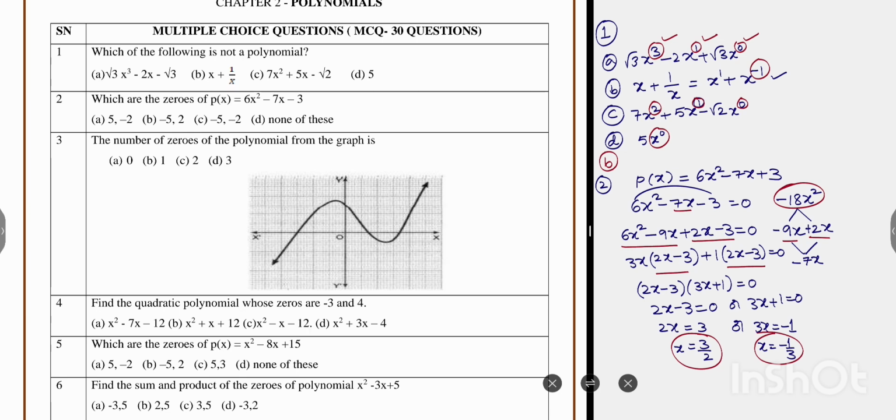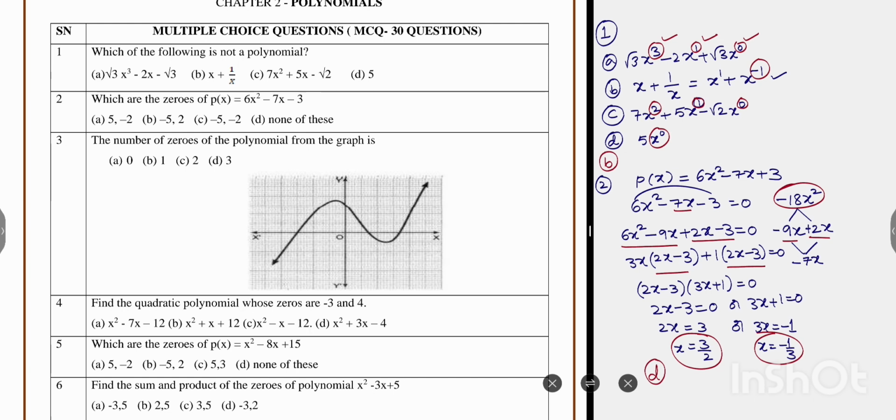Now select the option. In which option do we have 3 by 2 and minus 1 by 3? Because there is no option with 3 by 2 and minus 1 by 3, our option is D. Option D is correct. Option D is what? None of these.